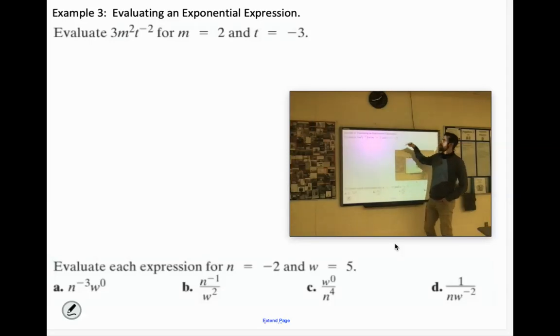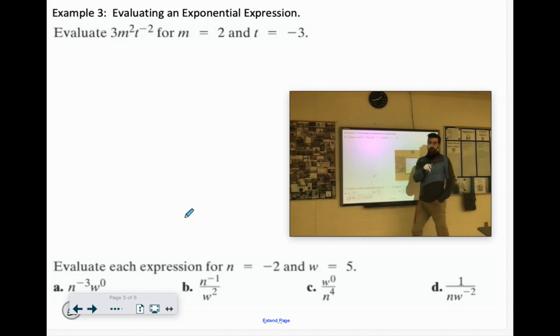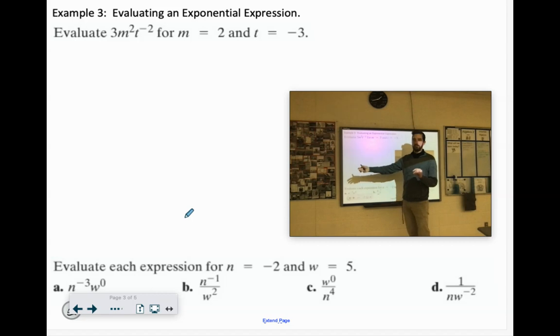Evaluate 3m squared t to the negative second for m equals 2, t equals negative 3. There's a couple ways you can do this. You're going to just want to do it the first way I show you. This is the recommendation. Handle all your zero exponents and your negative exponents first, and then substitute in the values that they tell you for those variables.